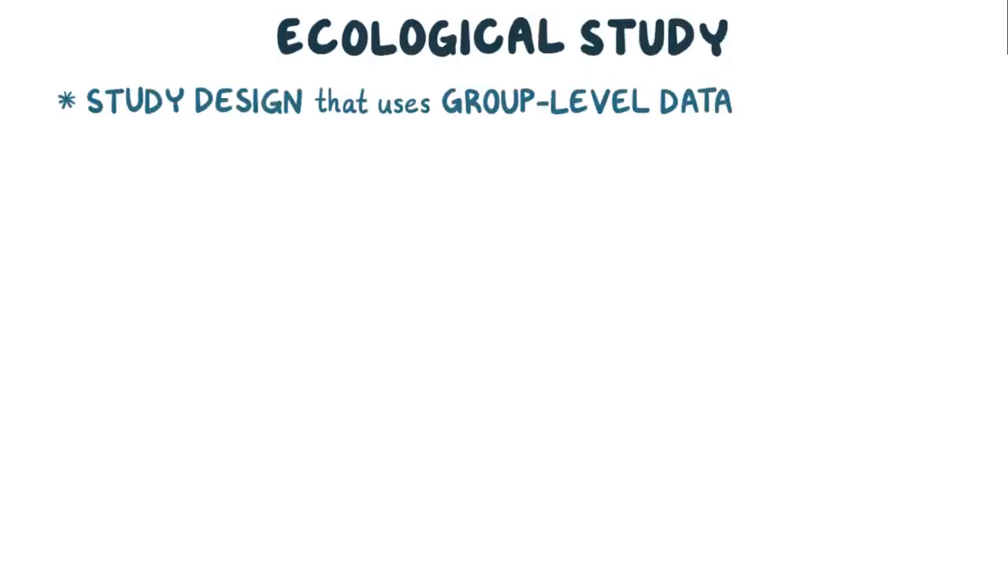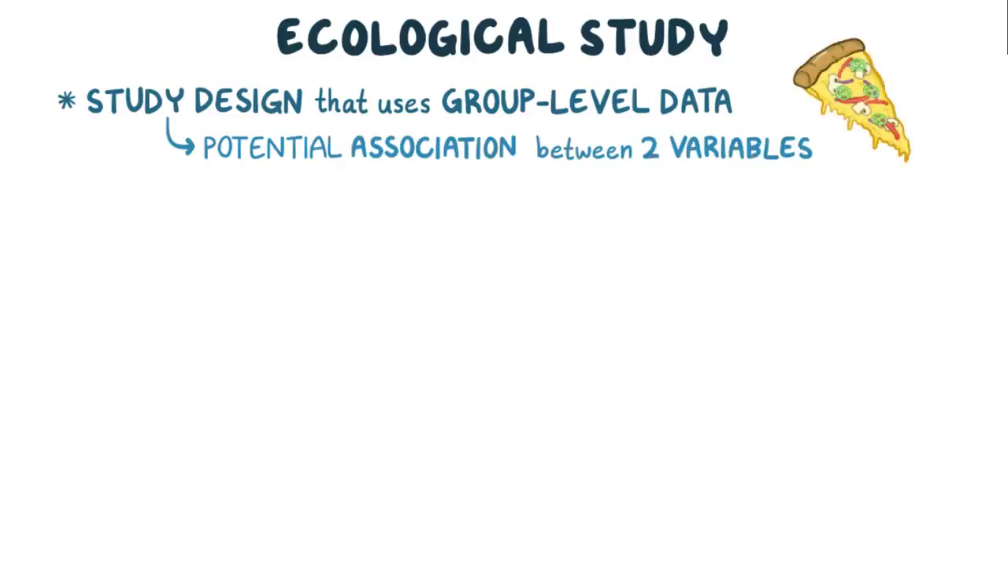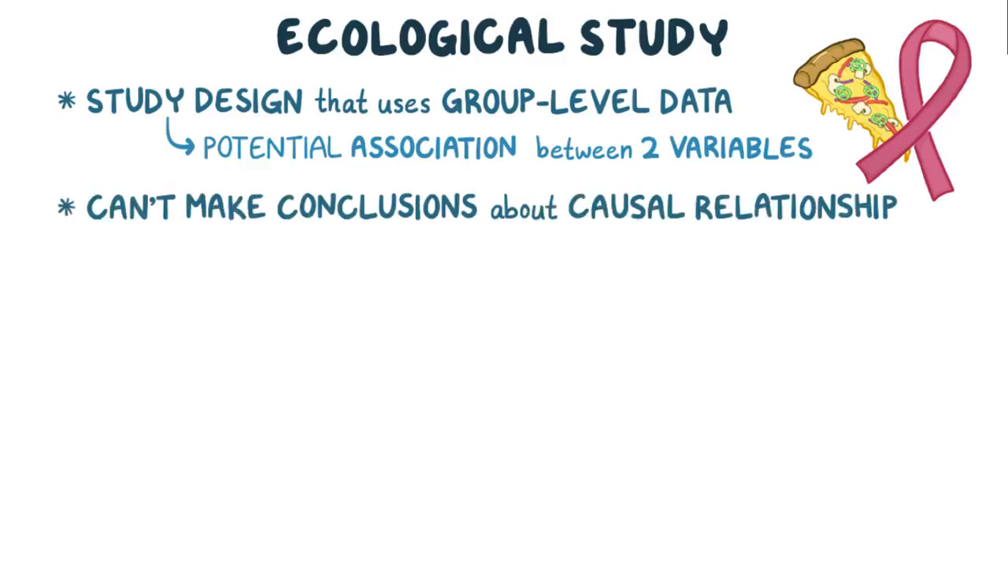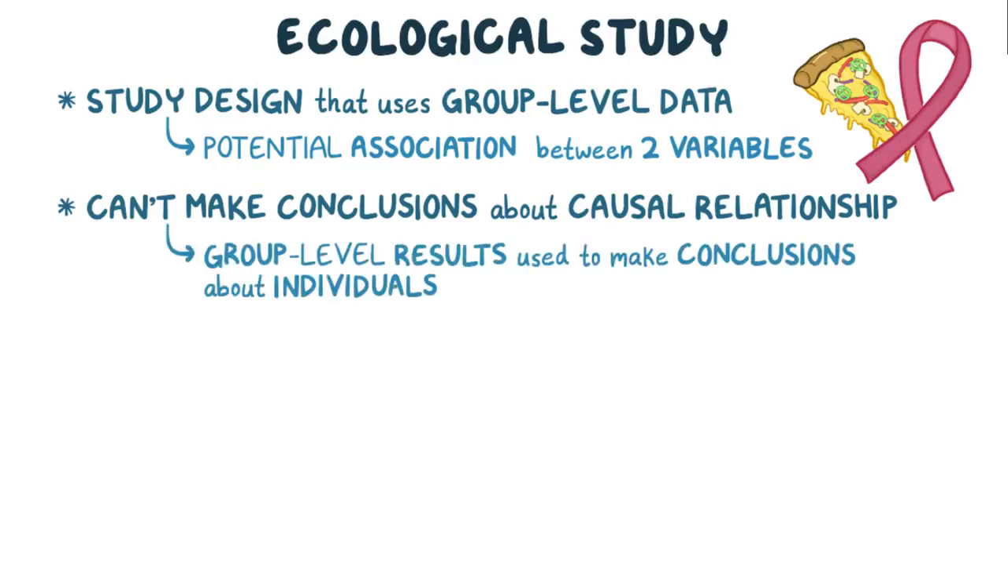Alright, as a quick recap. Ecological studies are a type of study design that uses group-level data to figure out if there's a potential association between two variables, like fat intake and breast cancer. Ecological studies, though, cannot make conclusions about causal relationships. And the biggest issue with ecological studies is when the group-level results are used to make conclusions about individuals, which is called the ecological fallacy.